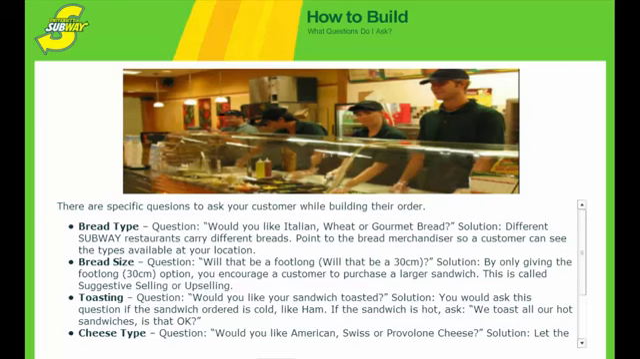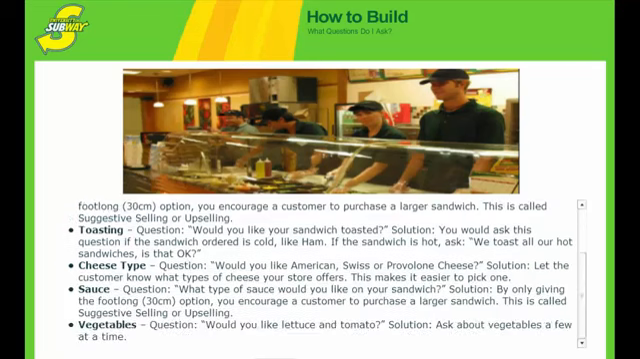Bread size. Question: Will that be a foot long? Will that be a 30 centimeter? Solution: By only giving the 30 centimeter option, you encourage a customer to purchase a larger sandwich. This is called suggestive selling or upselling.